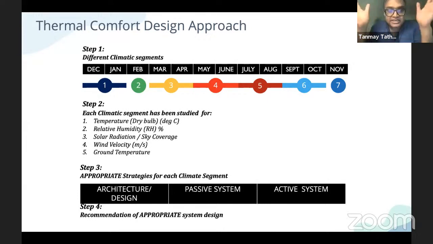So broadly, look at wherever you're designing to say which are the key segments, because you can't design for every hour of the day. You segment it. Some places may have only four distinct seasons. Some may have five, six. Here we have tried to be detailed.